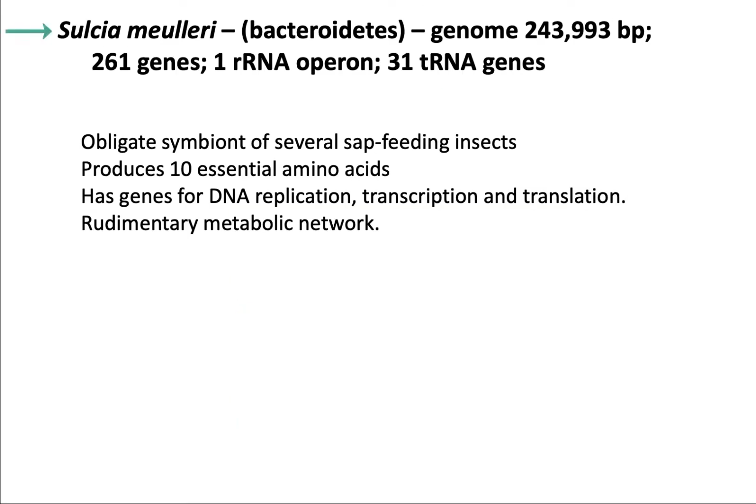So this next one, Sulcia muelleri, is from the Bacteroidetes group of bacteria. It has a very small genome, 244,000 base pairs, 261 genes, 1 ribosomal operon, and 31 tRNA genes. As with Buchnera, it is an obligate symbiont of several sap-feeding insects, and it produces 10 essential amino acids for those sap-feeding insects. It has genes for replication, transcription, and translation, but a very rudimentary metabolic network.